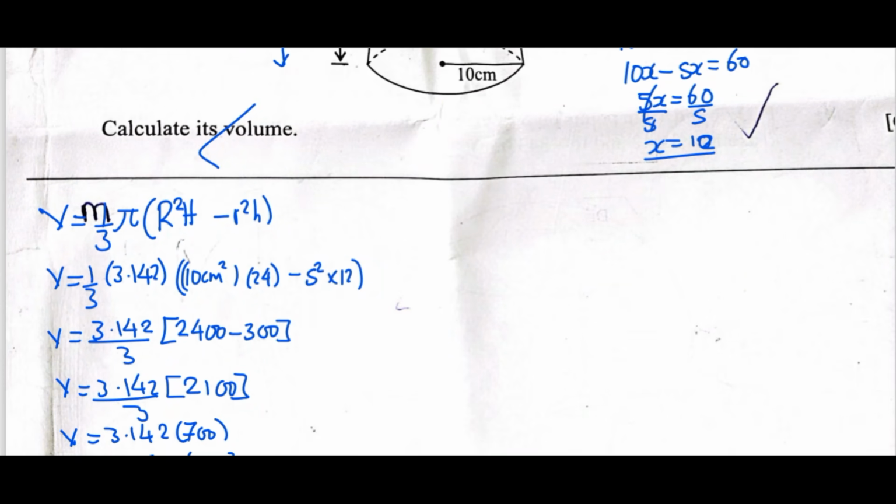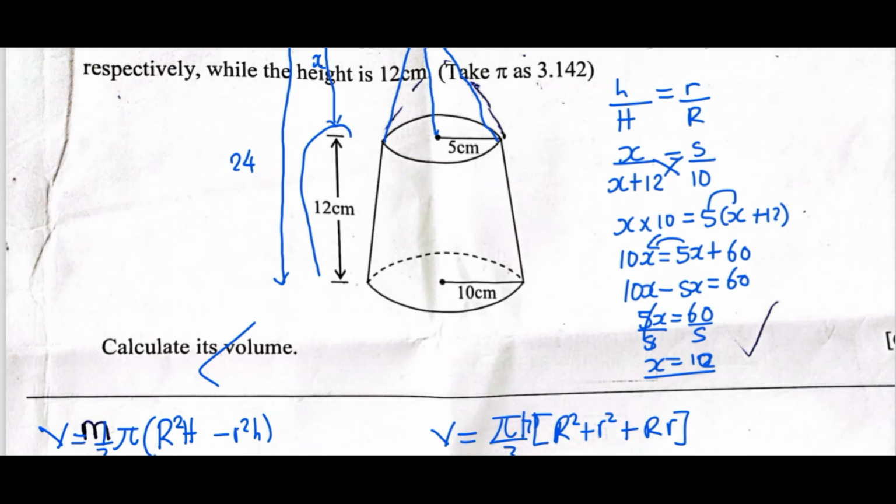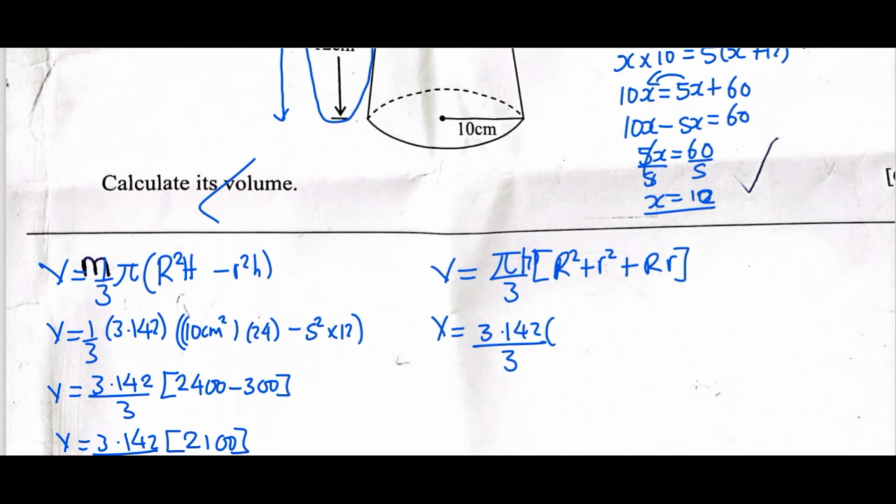Now we can also find the same volume. Let's say this time we want to find the volume without finding the height of the smaller cone. So the formula is this: volume is equal to pi over 3, then radius squared plus smaller radius squared plus radius times the small radius. So this will be 3.142, that's our pi, over 3. I've forgotten, we are supposed to have h here. So over 3, then for this height, you just have to get the height of the frustum, which is 12. So we have 12 here.